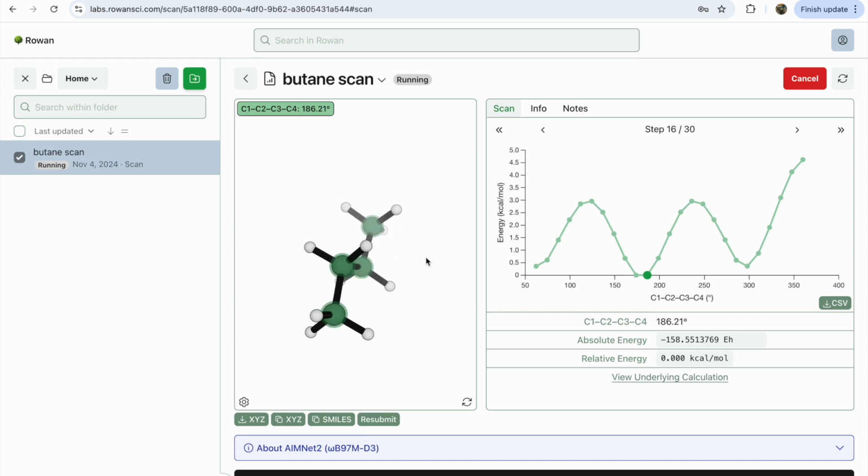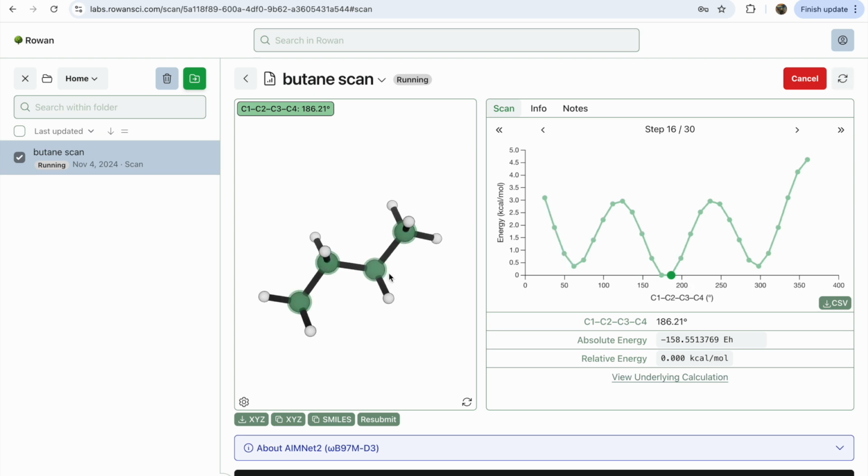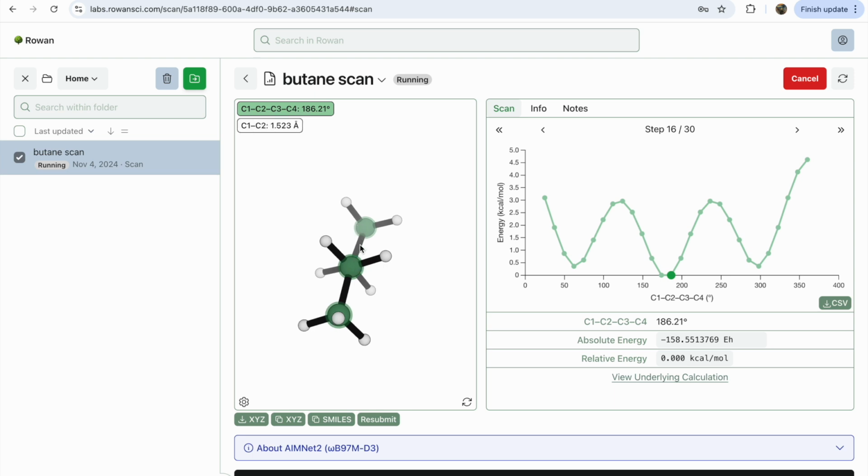And this makes sense, right? This sort of intuitively makes sense. Here we have the 2 bulky methyl substituents around the central bond as far away as possible. So they're 180 degrees from each other. That's sort of the fully staggered geometry.